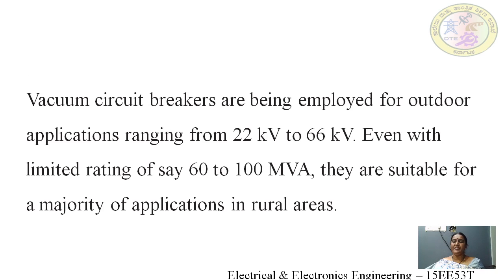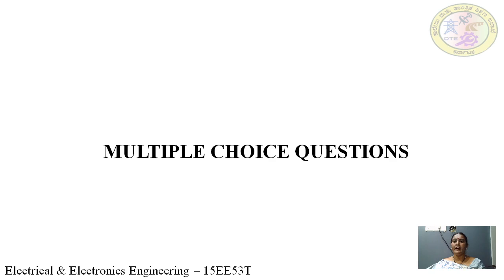Next, application. Vacuum circuit breakers are being employed for outdoor applications ranging from 22 kilovolts to 66 kilovolts, even with a limited rating of say 60 to 100 MVA, megavolt ampere. They are suitable for the majority of applications in rural areas.